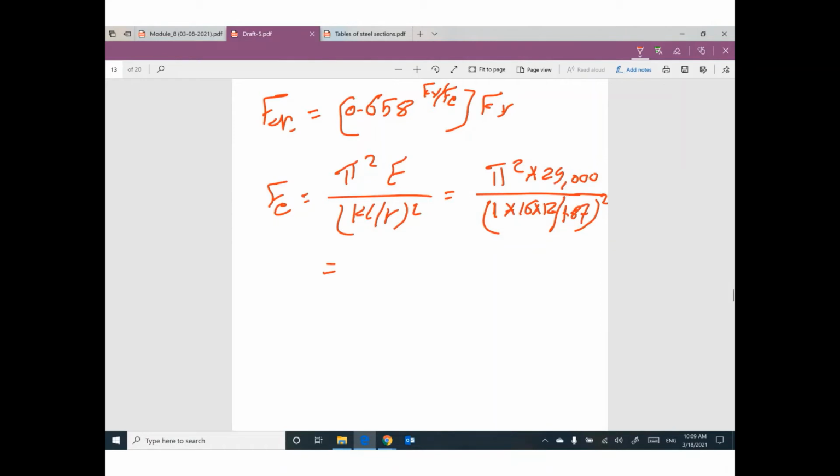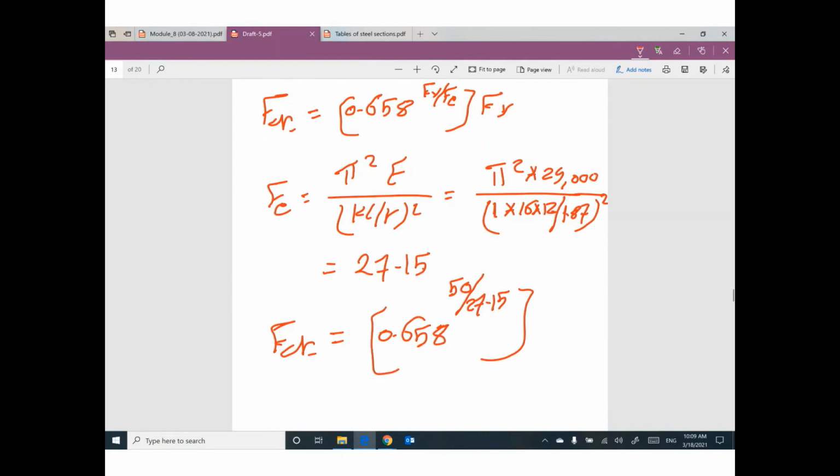This value will be 27.15. So F critical will be 0.658 to the power F yield 50 divide 27.15, all of them times 50. What is the final value? It will be 23.13.